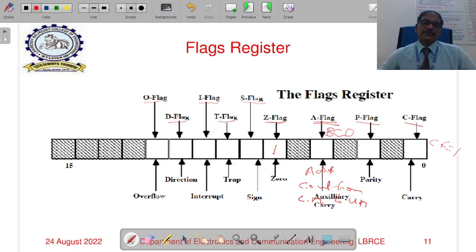And sign flag. If the result is negative, then the sign flag will be set. If the sign flag is set, it means whatever result we are getting is a negative result. If the result is positive, then the sign flag will be reset.